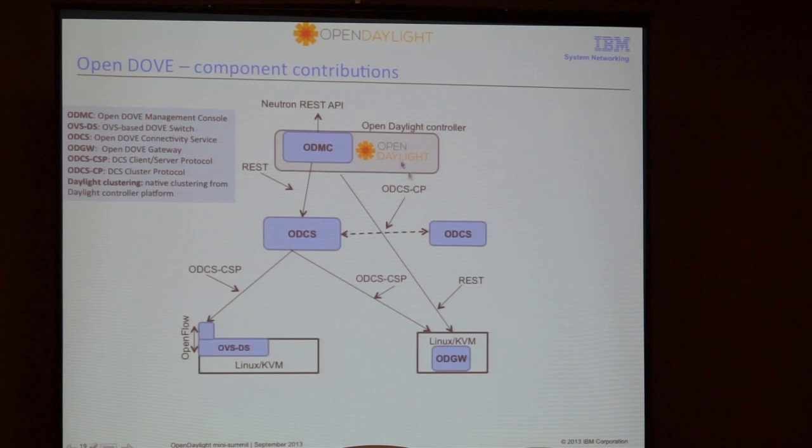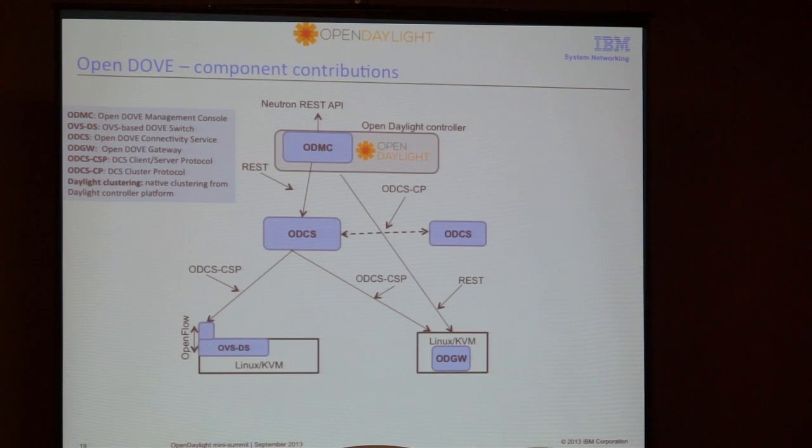So this is the architecture that we're starting with. As I showed before, the DCS and the DMC run separately. All of Dove, by the way, is written in C and C++, so it's not Java-based, so it's not ready for turning into OSGi bundles right away and putting into the controller. This is a process that we're going through over some period of time.